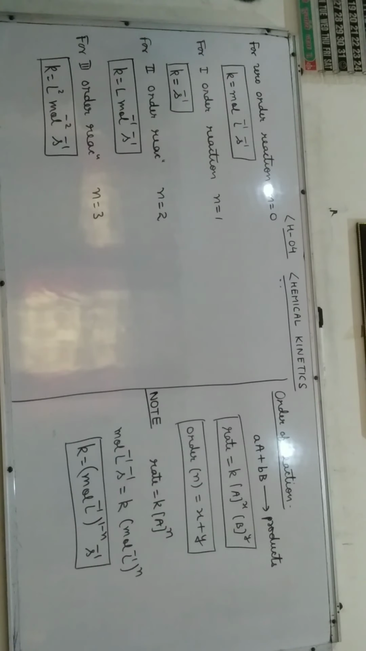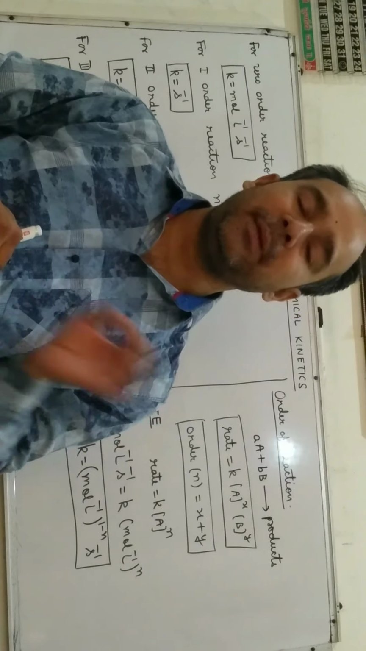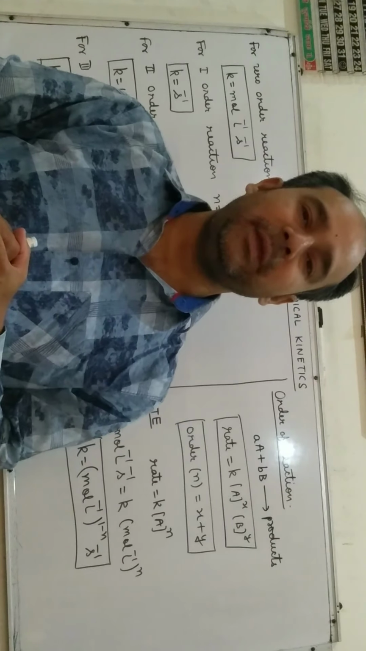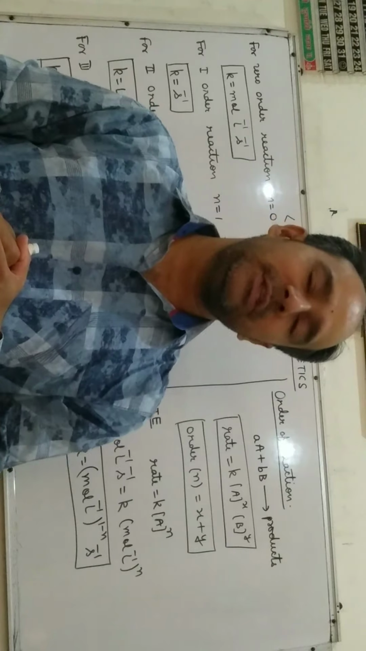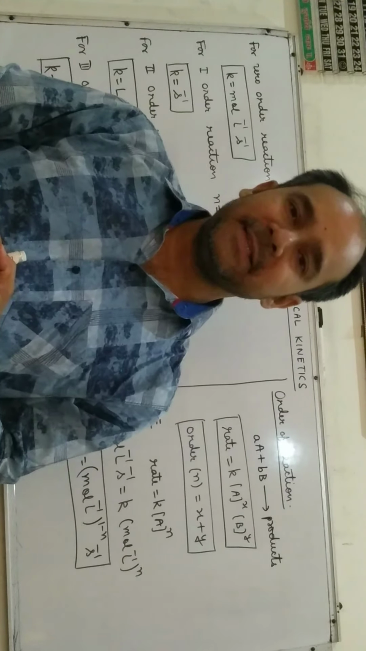Now let us discuss elementary reaction. Students, those chemical reactions which take place in only one step are said to be elementary reactions, while those chemical reactions which take place in more than one step are said to be complex reactions.